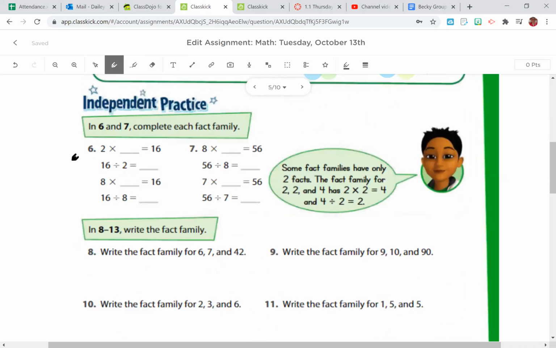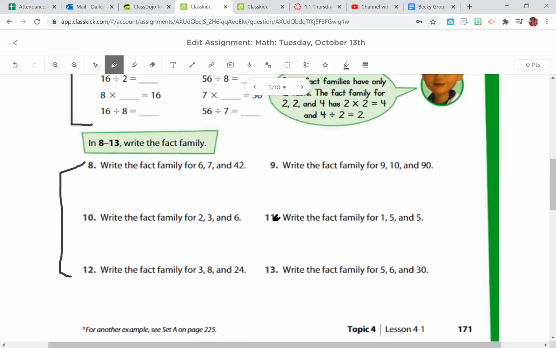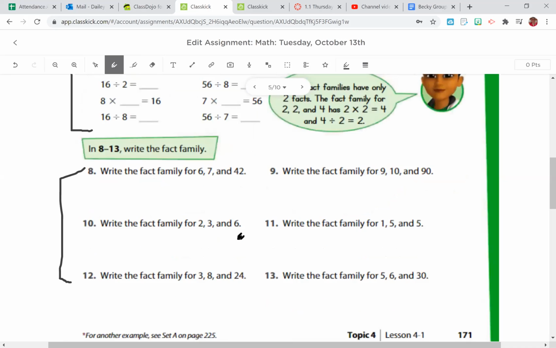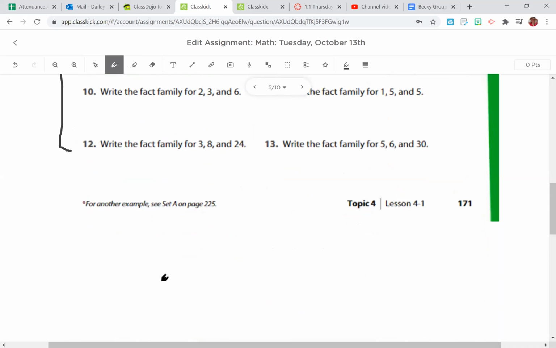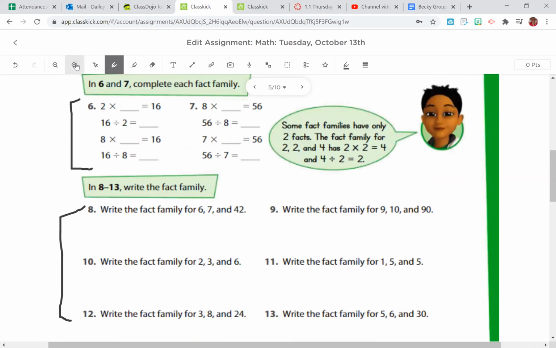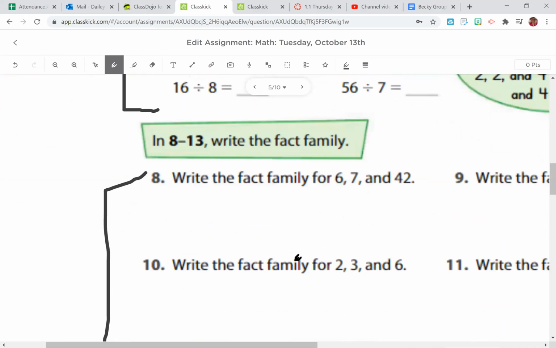In this bottom section right here, you are filling in the same numbers. In this second section, you are going to be writing out the fact families. Now, the easiest way to do this would probably be on your piece of paper. You might need more room, so you could write them down below. I'm going to just zoom in really far for mine. So it says write fact family.